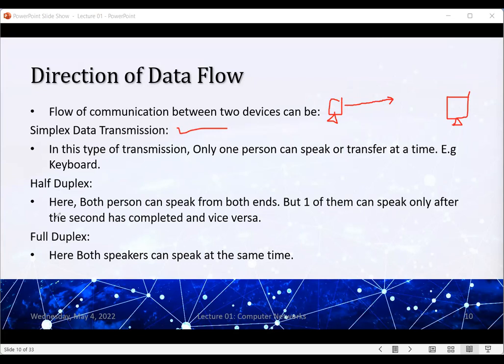The second one is half duplex. Let's see about the half duplex. In the half duplex, both person can speak. දෙන්නටම කතා කරන්න පුළුවන්. But at the time, only one person will speak.